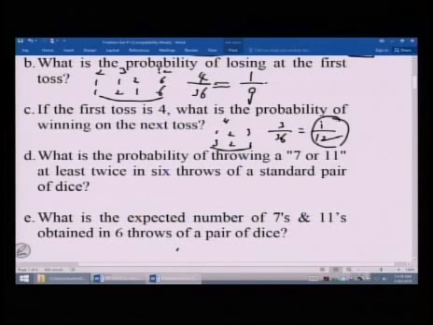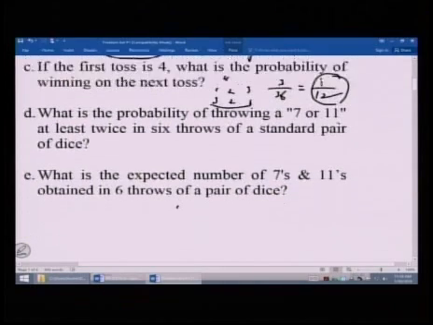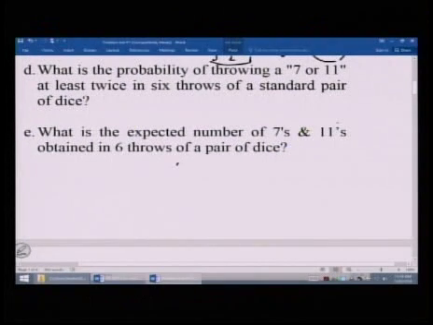Okay, so can we move on to question D then? What is the probability of throwing a 7 or 11 at least twice in 6 throws of a standard pair of dice? So intuitively, which distribution do you have to use? Binomial, right? Because you remember binomial is when the variable counts the random number of successes within a certain number of trials, right?